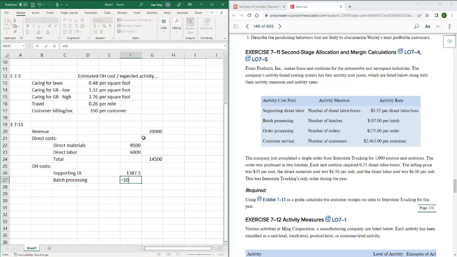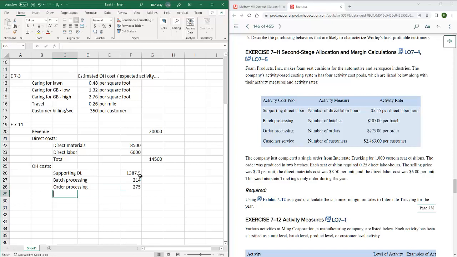Then we had batch processing costs here. And those were $107 per batch. And it told us in the setup information that their one order of 1,000 cushions was produced in 2 batches. So half and half. So $107 per batch times 2 batches, or $214. Just a couple more. We had order processing costs. Those are $275 per order, and they only made one order during this year. So just to be explicit, this is times one order.